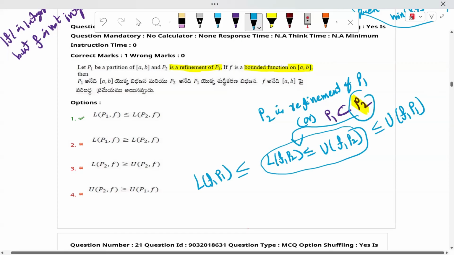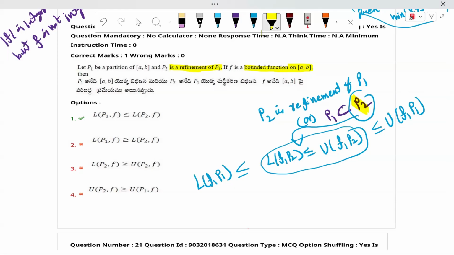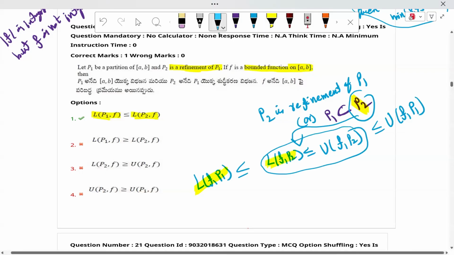ఇప్పుడు అడిగిన స్టేట్మెంట్ ఇక్కడ చూడండి. ఫస్ట్ స్టేట్మెంట్ లో చూడండి, లోవర్ డార్బాక్స్ సమ్ ఆఫ్ P1 అనేటువంటిది అప్పర్ డార్బాక్స్ సమ్ ఆఫ్ P2 కన్నా తక్కువ. ఎస్, లోవర్ డార్బాక్స్ సమ్ P1 అనేటువంటిది లోవర్ డార్బాక్స్ సమ్ ఆఫ్ P2 కన్నా తక్కువనా కాదా? ఈ రెండింటి మధ్య రిలేషన్ ఇచ్చిండు చూడండి, కరెక్టే కదా ఈ రిలేషన్. సో స్టేట్మెంట్ 1 is the right answer, remaining are false statements.